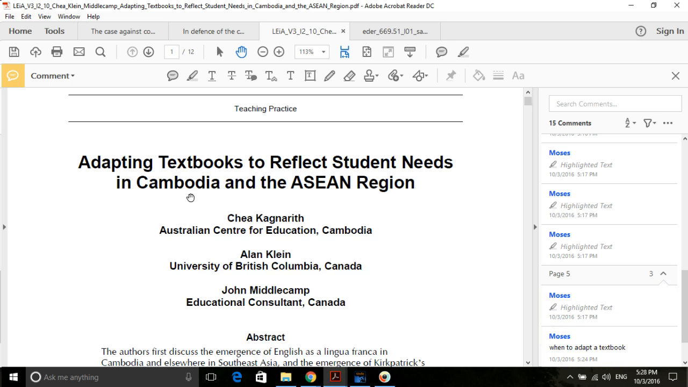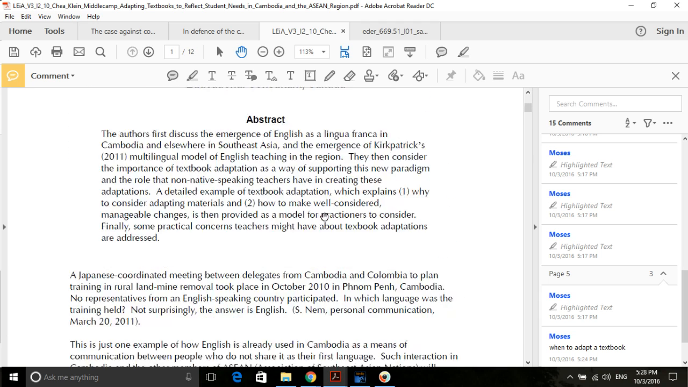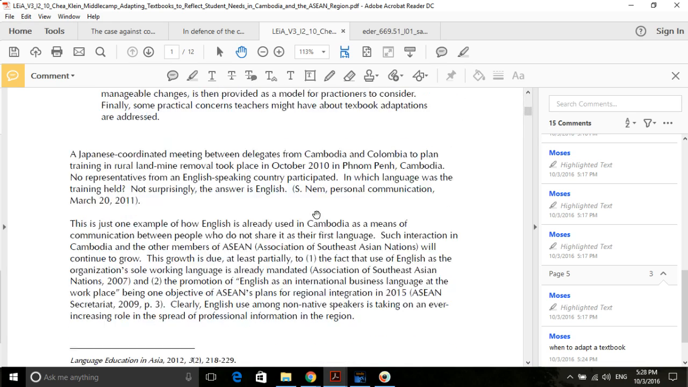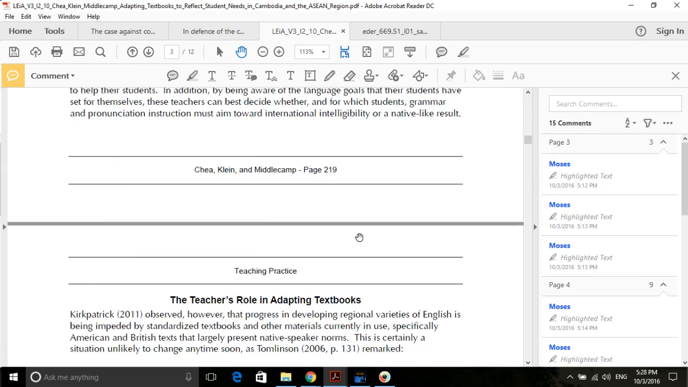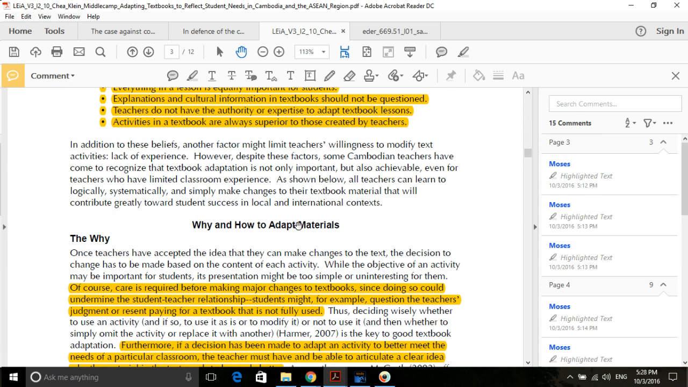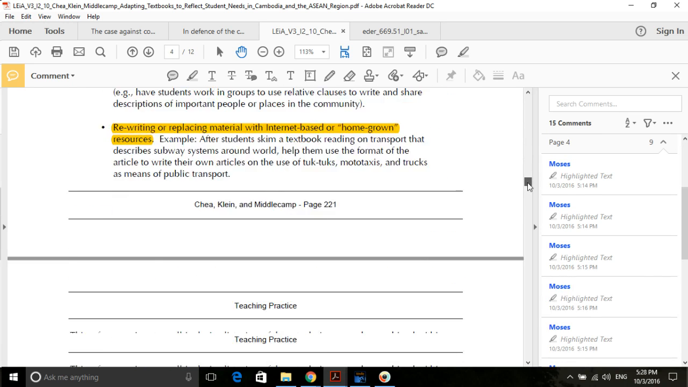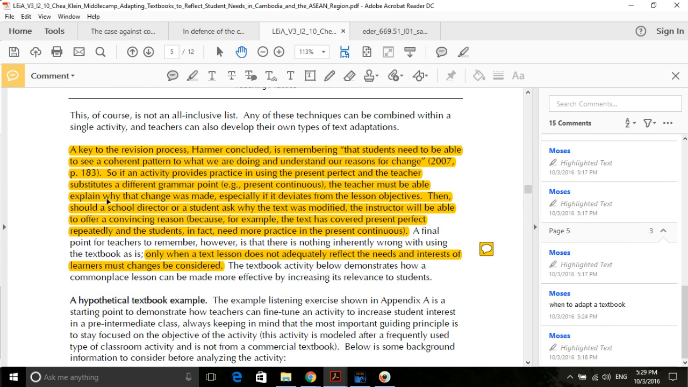So this is by, I'm going to try to pronounce their names, Kagnarith, Klein, and Middlecamp. It's kind of an interesting name, and it's a 2012 article, so fairly recent. And it looks at various situations. It actually looks at why and how to adapt materials, which I found fairly useful. Now, before going into that, I just want to make a quick note that they do say in this article that if there's nothing inherently wrong with using the textbook, there's no need to adapt it.